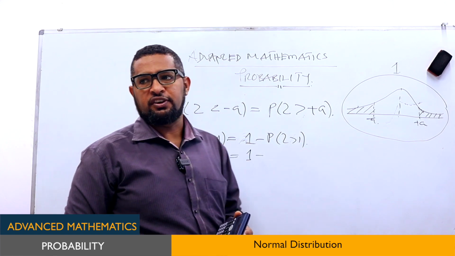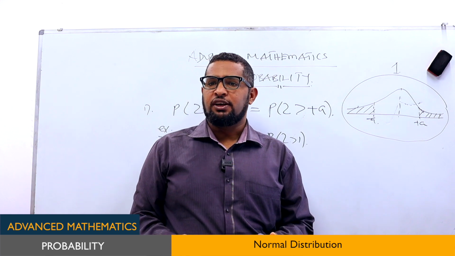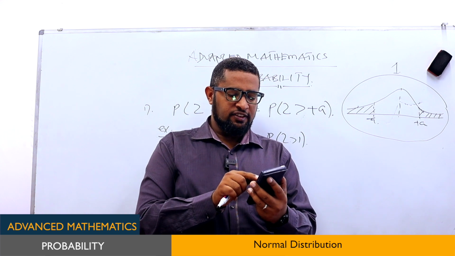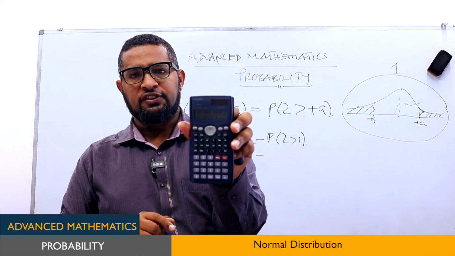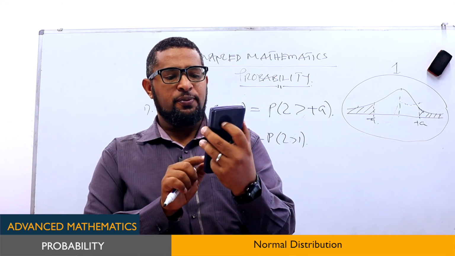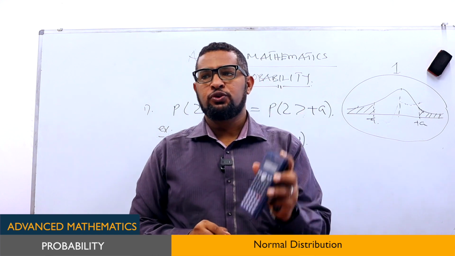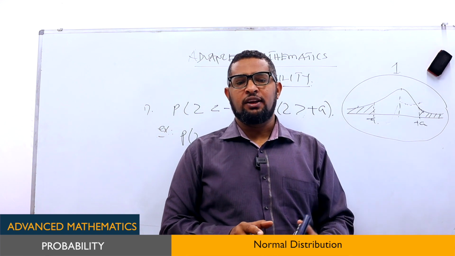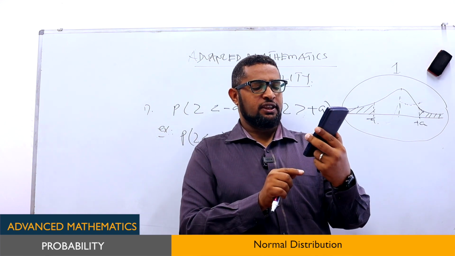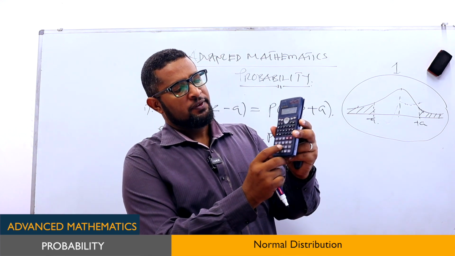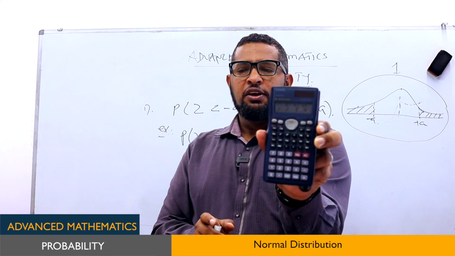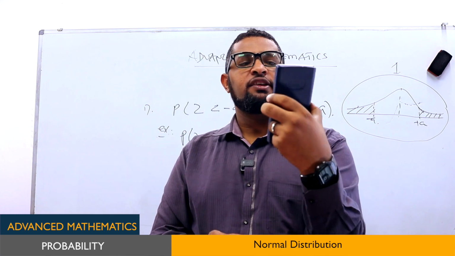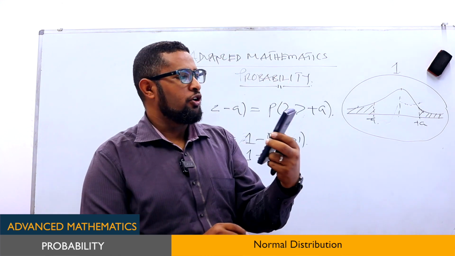Now it's time to use your calculator. But how do I use a calculator? You need to go to mode and make sure your calculator is in SD mode. So press 1. After pressing 1, my calculator is ready to use. So how do I find P of Z greater than 1? Just press shift and then go to distribution, press number 3. If you press number 3, you'll see letters P, open bracket, Q, open bracket, R, open bracket, and so on.